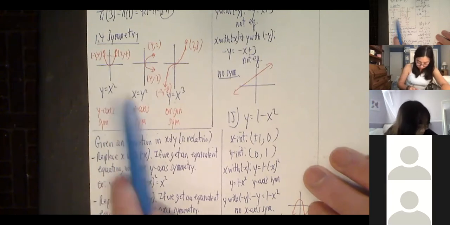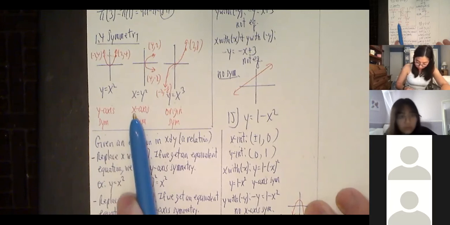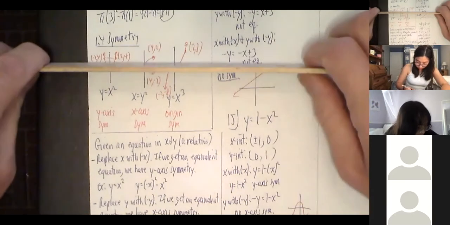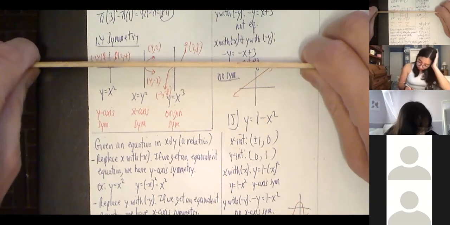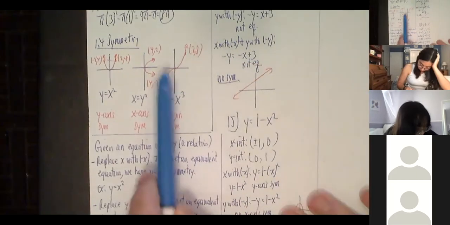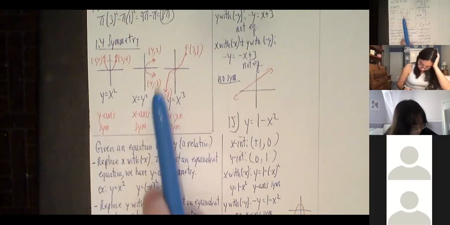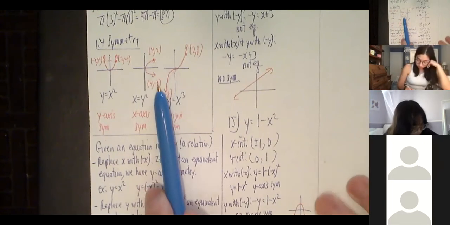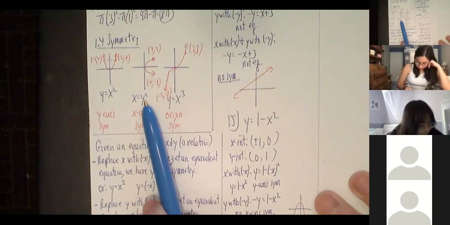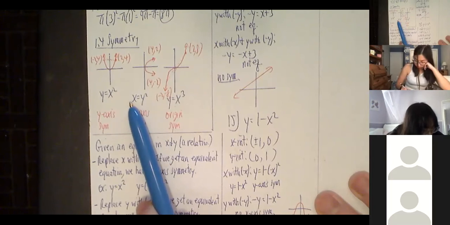Okay. If I just turn it around to x equals y squared, it has x-axis symmetry. If I put a mirror right there along the x-axis, you have a mirror image. And notice this time I have 4, 2, 4, negative 2. So if I replace y with negative y, I get the same thing. If I plug in 2 for y, x is 4. But if I plug in negative 2, I still get 4.